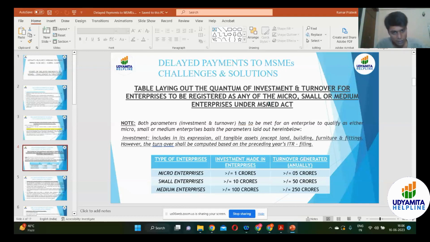Going forward, for small enterprises, the investment made in the enterprise should range between 1 crore to 10 crore, and the turnover generated annually should range between 5 crores to 50 crores. And for medium enterprises, the investment range is between 10 crores to 100 crores, and the turnover generated for medium enterprises should range between 50 crores to 250 crores.